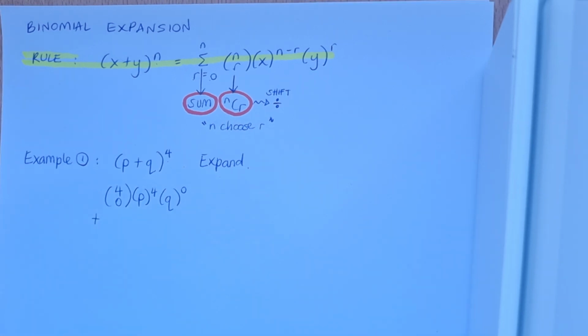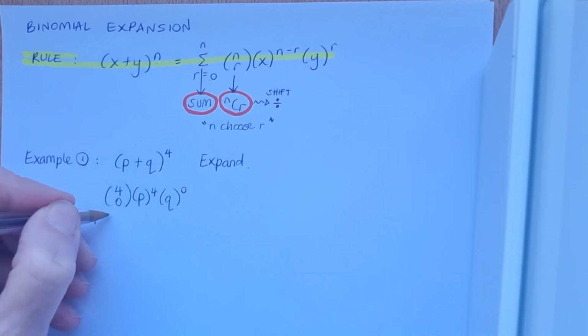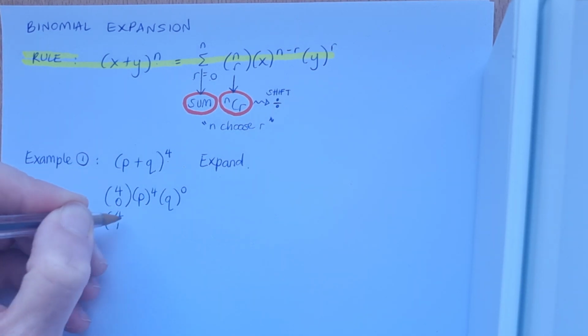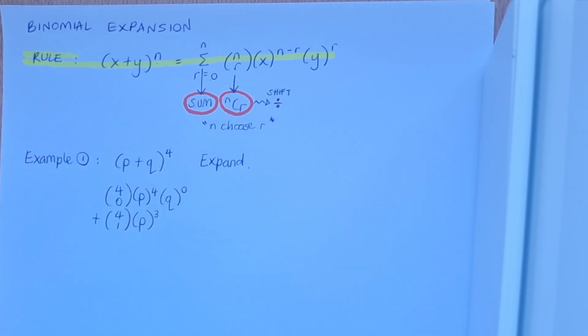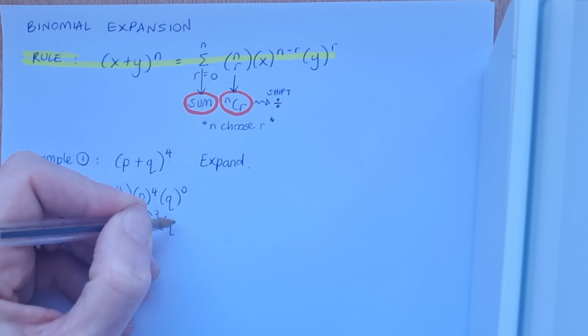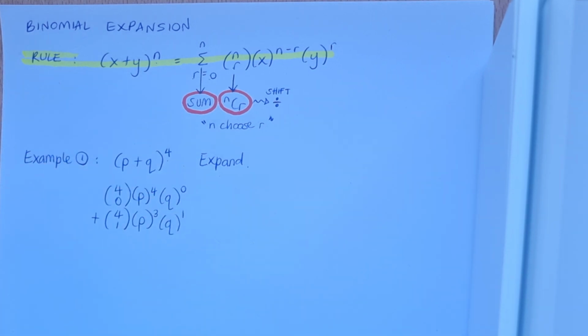My next term I'm going to write directly below this first term. This is going to help me keep track of the patterns that develop over the course of the binomial expansion. Okay, so the next line is going to be 4 choose 1, p to the power of 3, q to the power of 1.